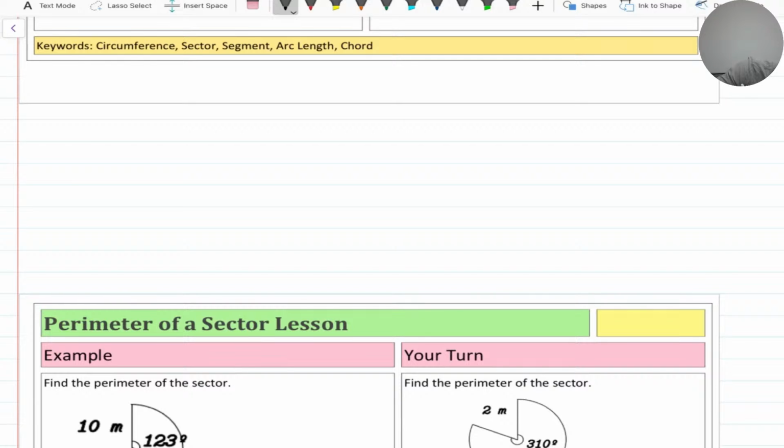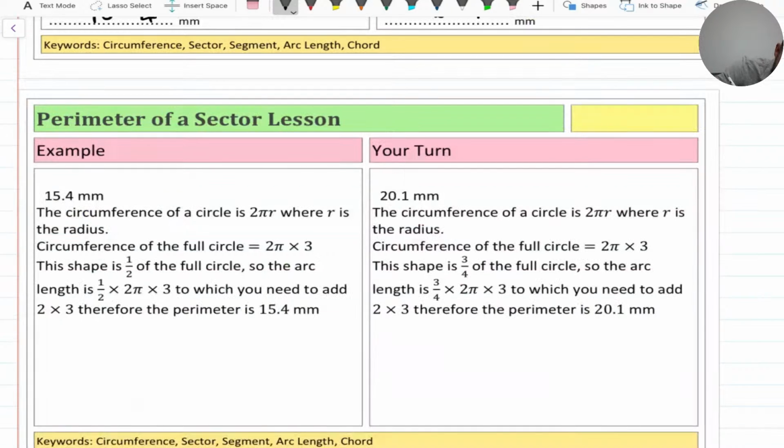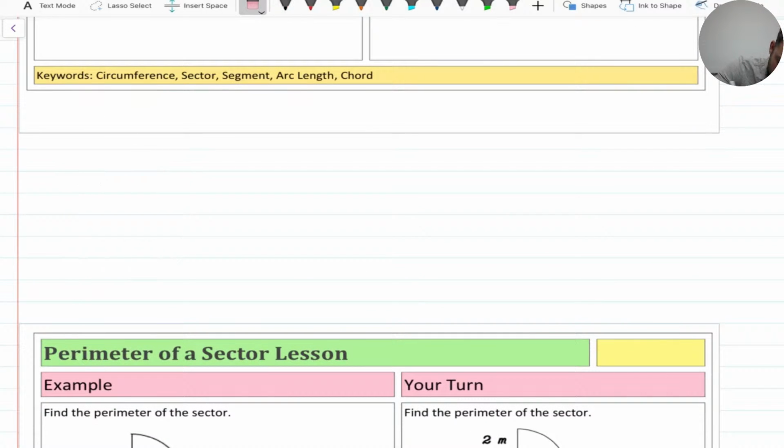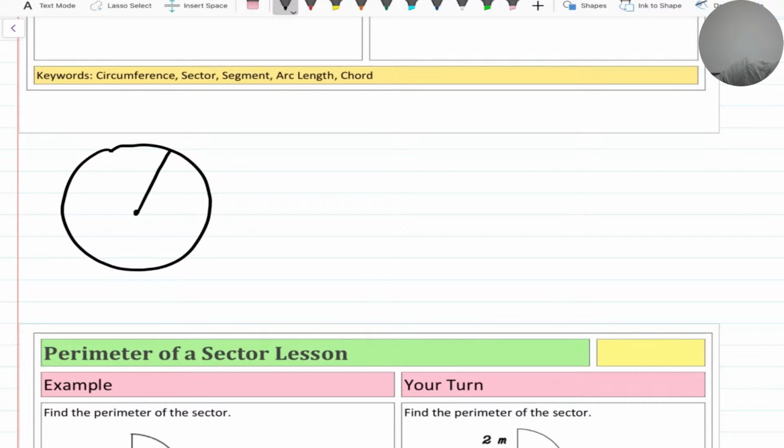Now, if I've got a full circle here, let's draw a full circle. That's not a very good circle. If I've got a full circle like so, and I've got here a particular portion of it, theta, this here is called the arc length.